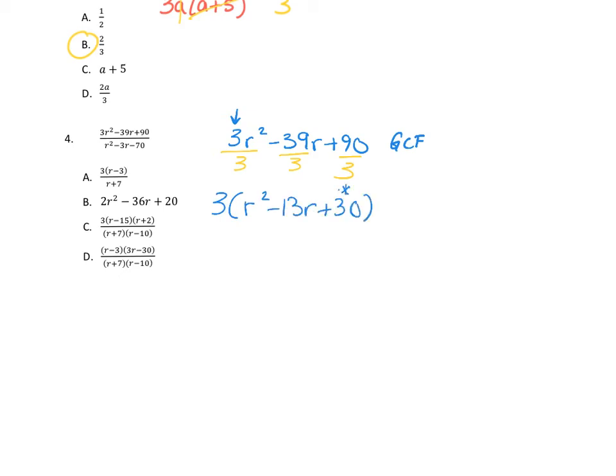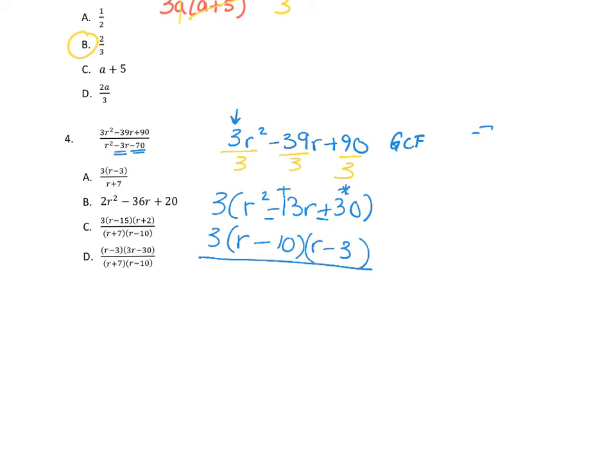Now I want to think about what multiplies to 30 but adds to negative 13. Well, since this is a positive number and this is a negative number, it's going to be two negative numbers. And it's going to be negative 10 with negative 3. So that's going to be my numerator. My denominator is going to be similar. I need to think about things that multiply to 70 but add to negative 3.